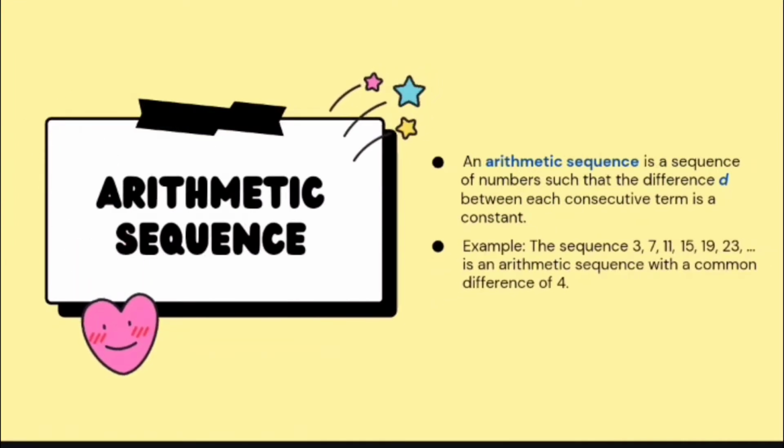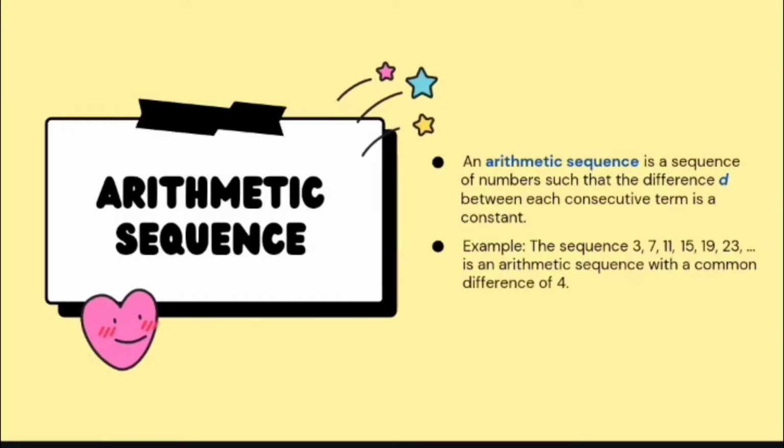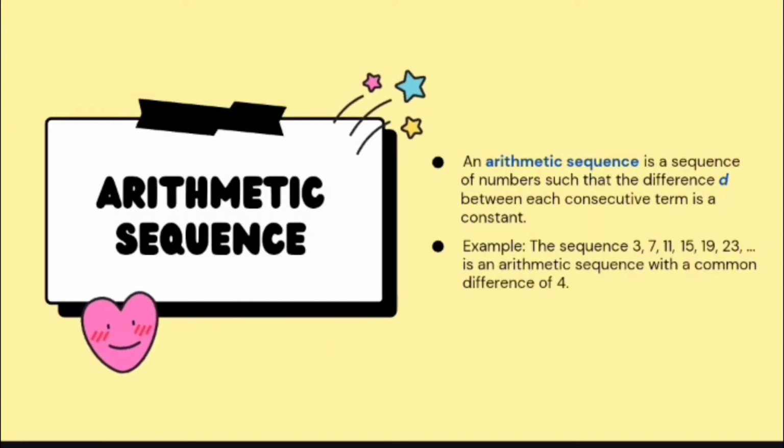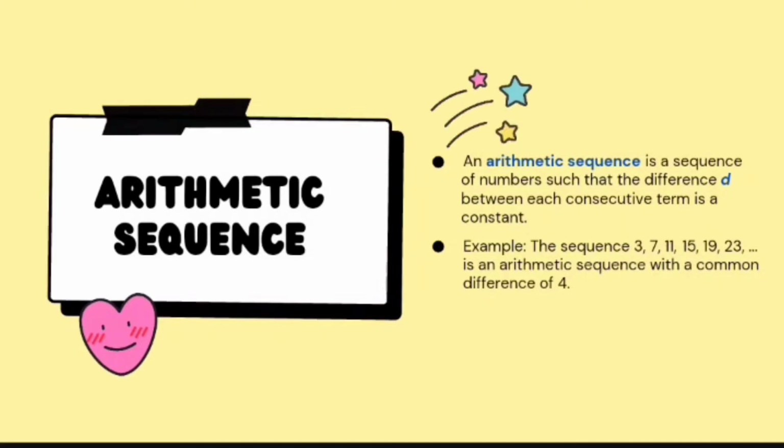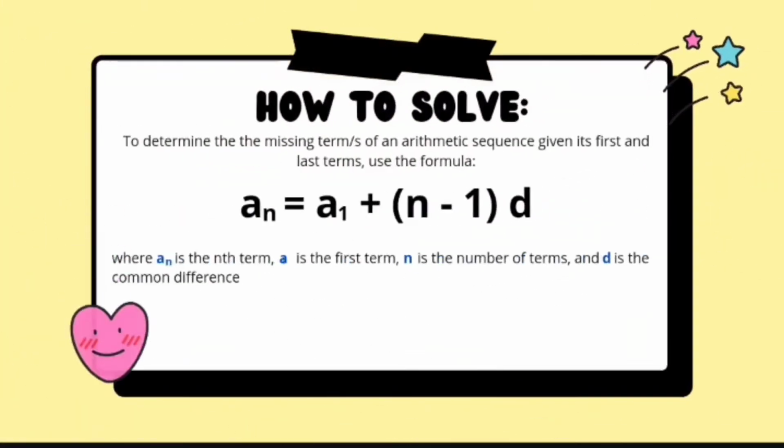An arithmetic sequence is a sequence of numbers such that the difference d between each consecutive term is a constant. An example of this is the sequence 3, 7, 11, 15, 19, 23, which is an arithmetic sequence with a common difference of 4. So how do we solve this?